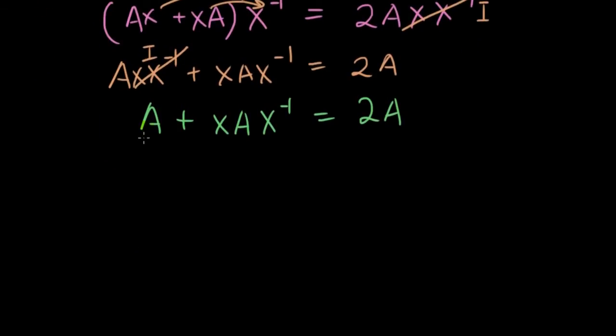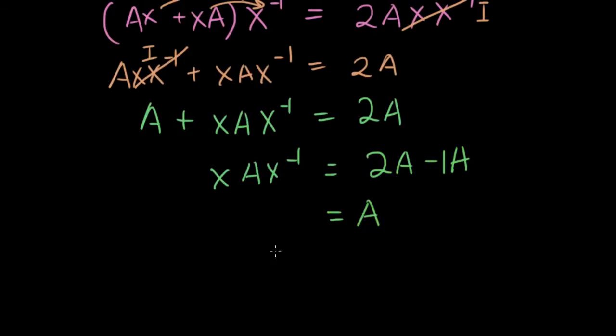And now I'm going to move the A. I'm going to minus A on both sides. So I have XA X inverse equals 2A minus A, because I'm taking A away from both sides. Therefore 2A minus 1A is just A. So on the right hand side it's A, and on the left hand side it's XA X inverse. If you guys can think of a shorter way to do this, let me know.